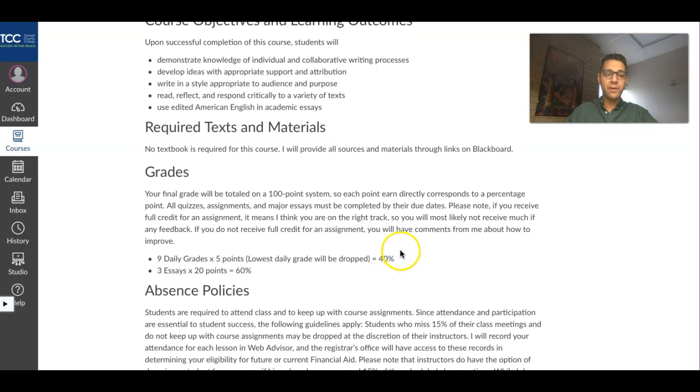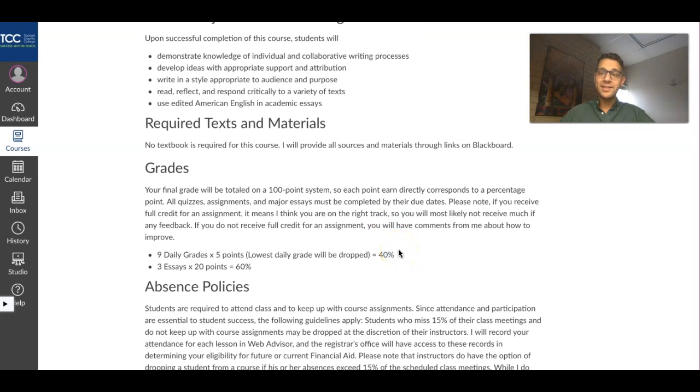Okay, so here's how the grades are going to work. There are going to be 9 daily grades, and these are all discussion board posts. And we're going to be working on these in class as well. What I really like to do is get the ball rolling in class, let you finish it at home. So you're not feeling so overwhelmed when you just sit down in front of your computer and you forgot everything we talked about in class. So hopefully that'll help out.